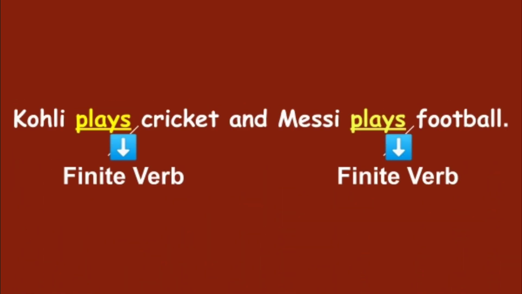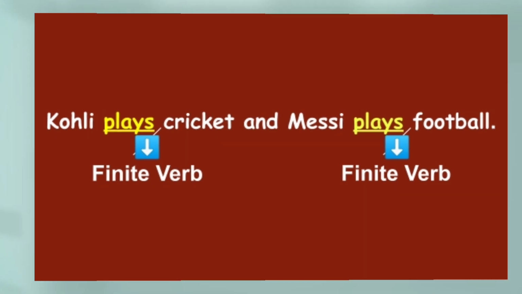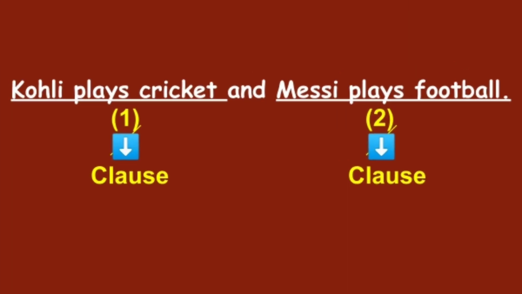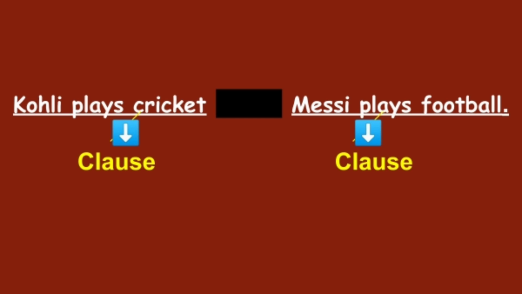We can see that there are two finite verbs in the sentence, plays and plays. So, there are two clauses in the sentence. Kohli plays cricket and Messi plays football. These two clauses are joined by and. If we omit and look at this sentence, these two clauses can stand independently. These two clauses are independent clauses.